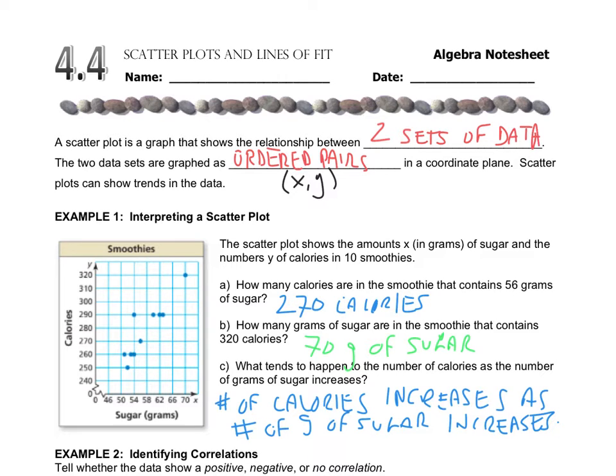Now what you'll notice though, again, like I said, this is not a definite linear thing, because for example, right here, 54 grams of sugar in one of our smoothies was 260 calories. In that same amount of sugar, this one had 290. So it's not always going to be the exact same. So it's more of a realistic graph for sure than the kind of models we've been seeing.